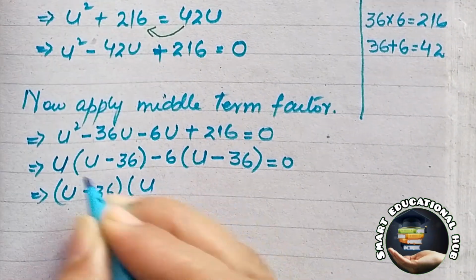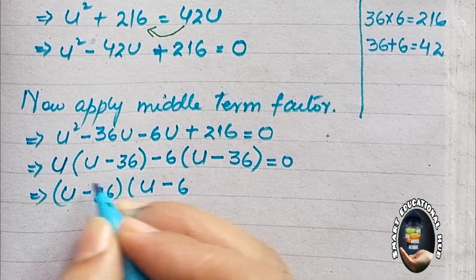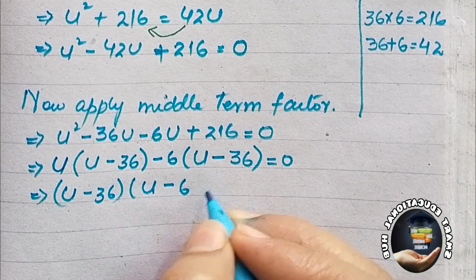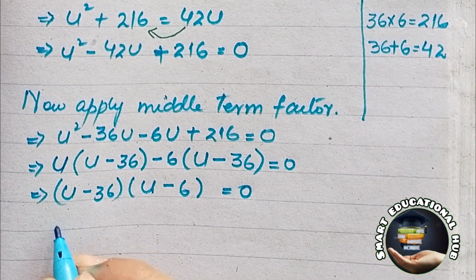Now again taking common, u minus 6: in the first term, u is remaining, minus 6 is remaining in the second term, so equals to 0.